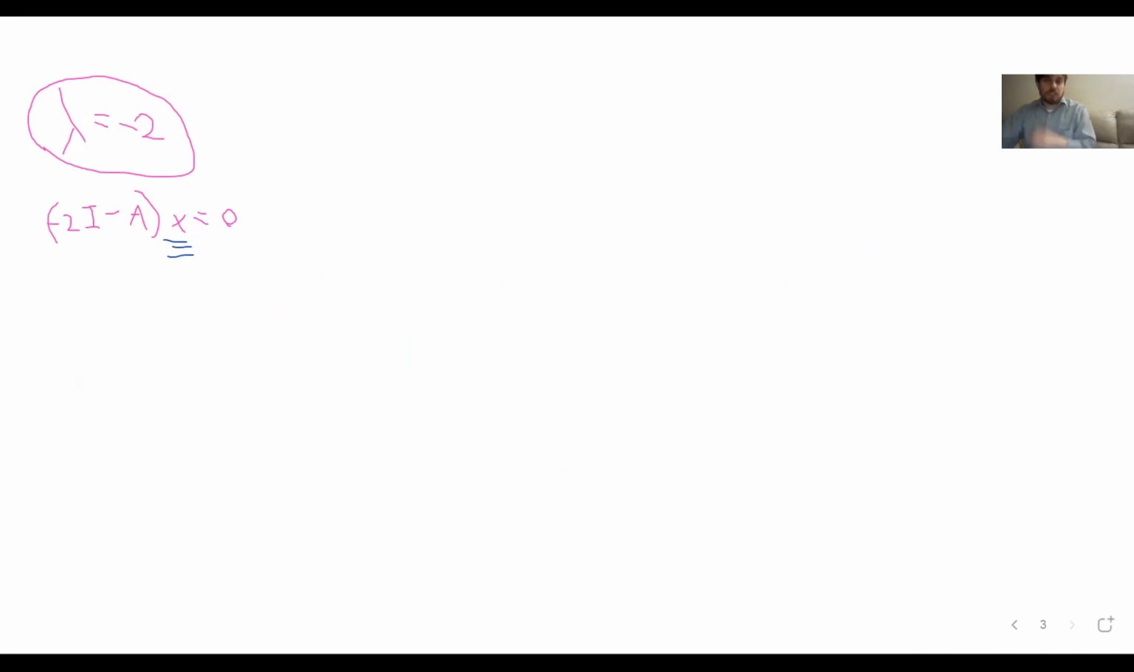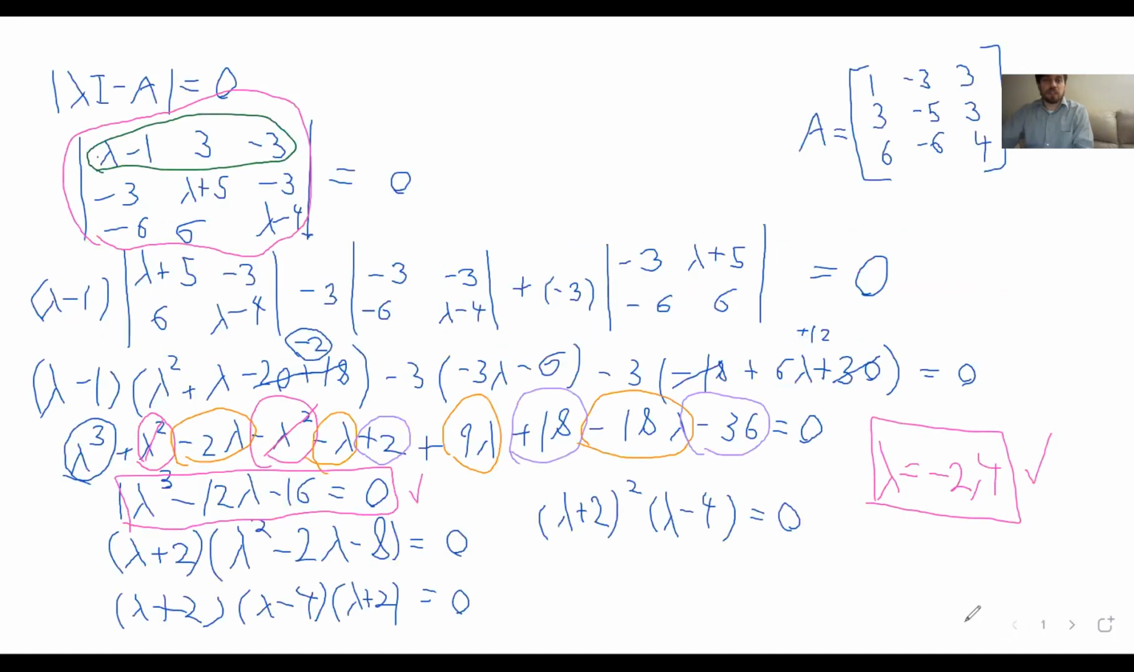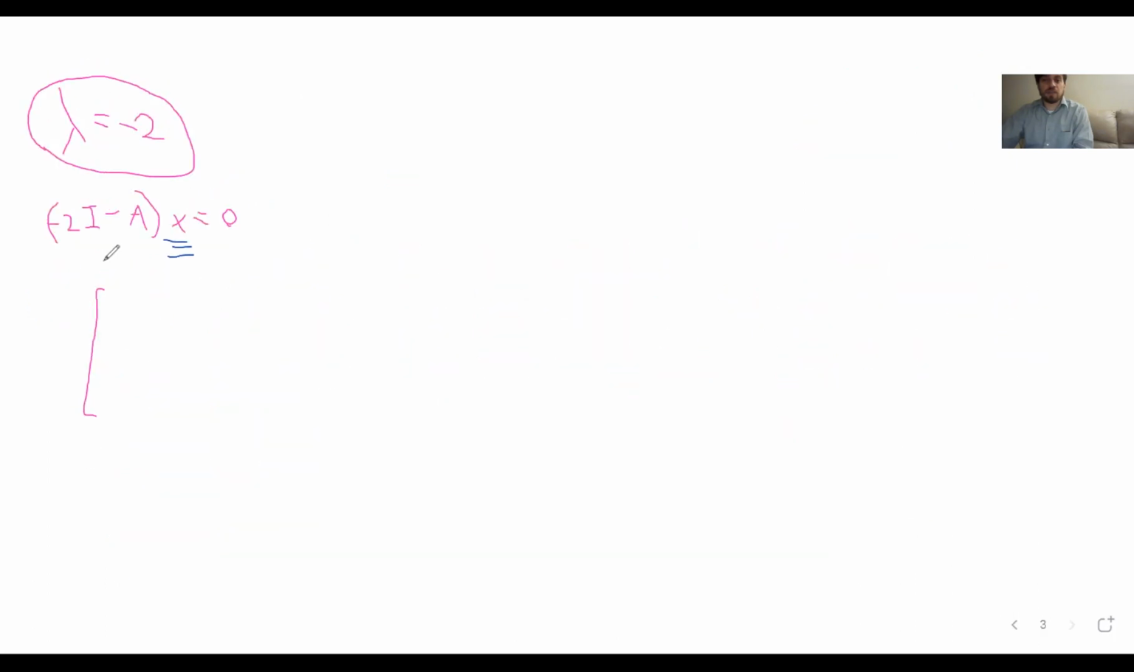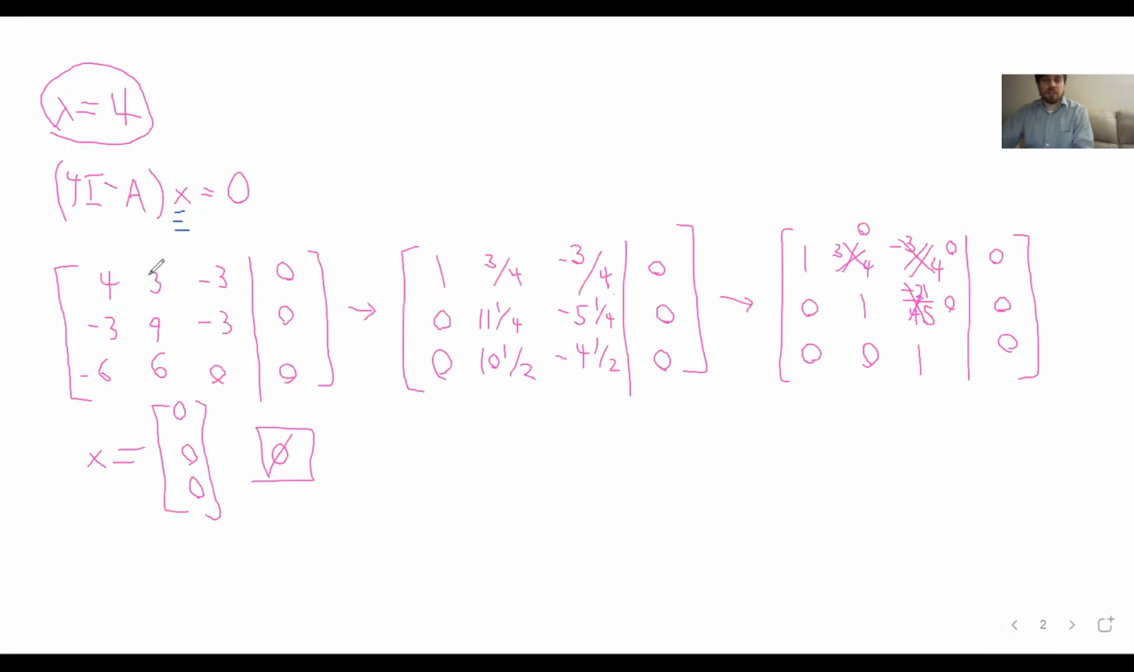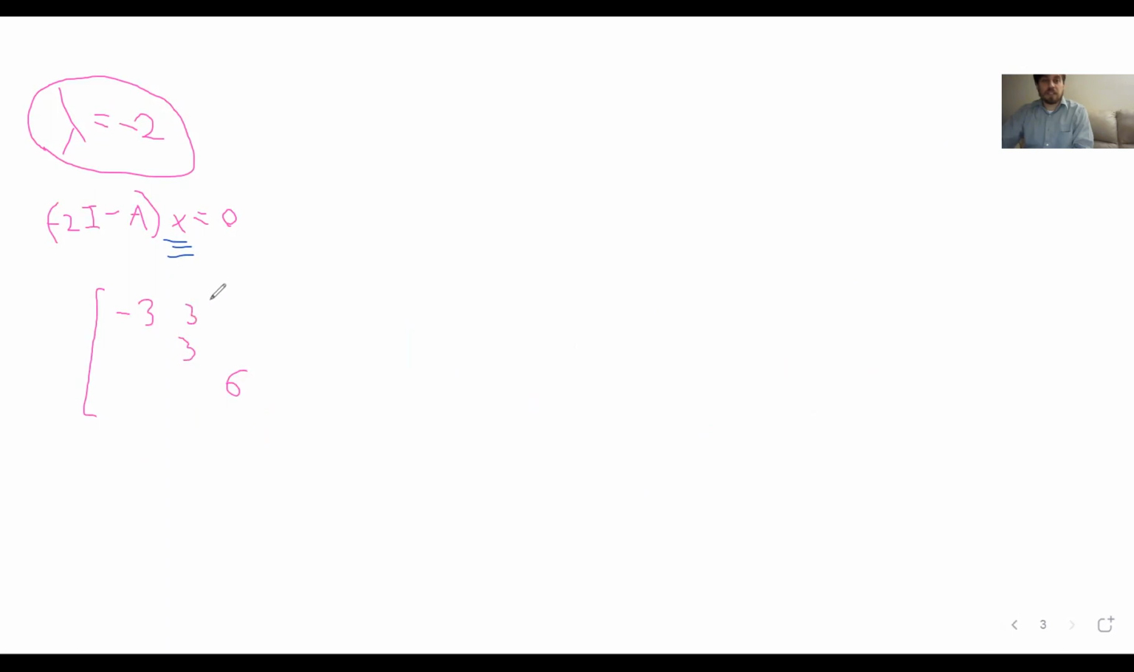Okay, so to do that, we're just going to plug -2 into our original matrix. So we get -3, 3, -6. The other entries are unaffected, so they'll be the same. So it's 3, -3, -3, -3, -6, 6. And then these are the zeros here.